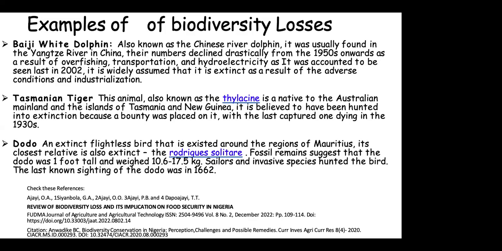The Baiji white dolphin is an example of a dolphin in Asia. It is usually found in the Yangtze River in China. Their numbers declined drastically from the 1950s onward as a result of overfishing, right? Transportation and hydroelectricity, as it was last accounted for in 2002. Now, how can overfishing, transportation, and hydroelectricity activities affect the loss of aquatic life?